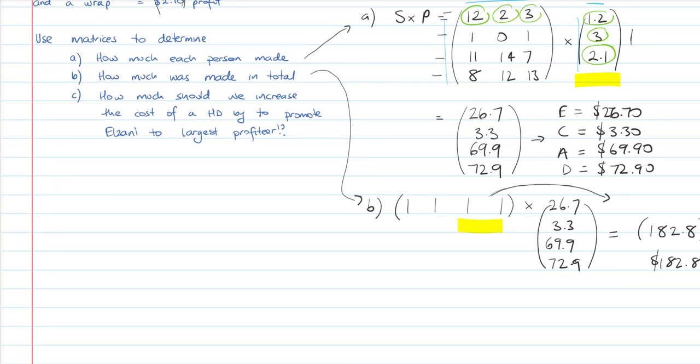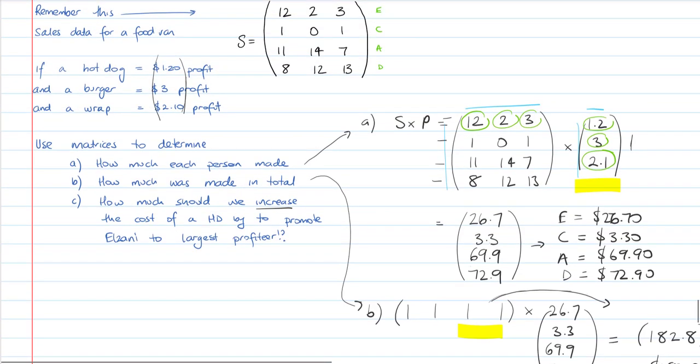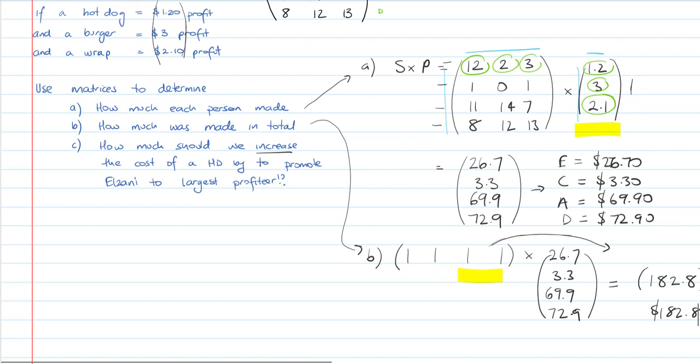Lastly, question C asks, how much should we increase the cost of hot dogs by to promote Alzani to the largest profiteer? Now notice here it says increase the cost of hot dogs. Hot dogs already have a profit of $1.20, so we're going to take $1.20 off whatever our profit margin we need to have to make Alzani the most profiteer.